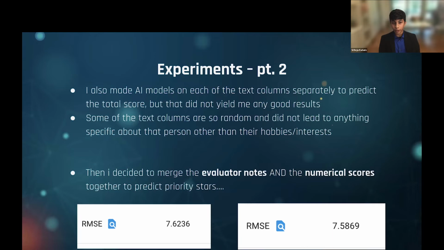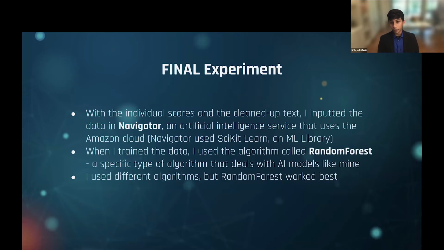And that seemed to work pretty well, which leads me into my final experiment. With the individual scores and the cleaned up text, I inputted the data into Navigator, an artificial intelligence service that uses the Amazon cloud, and Navigator invokes scikit-learn, which is a machine learning library.